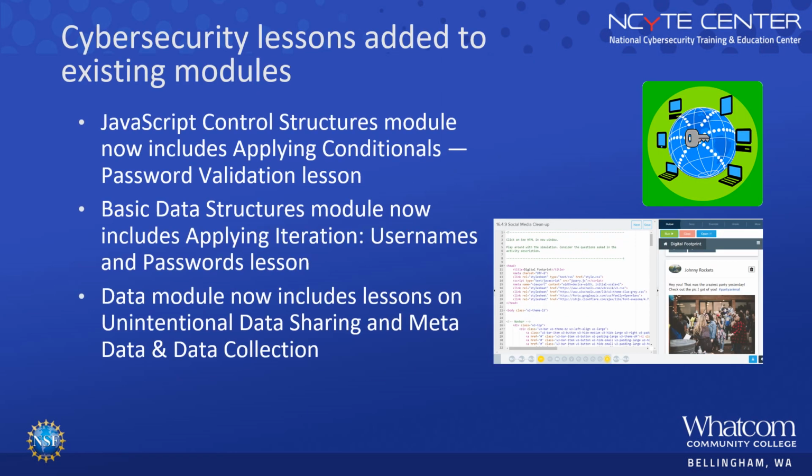Cybersecurity lessons have been added to existing modules in AP CSP and JavaScript, sometimes replacing computer science lessons, while still aligning to the AP CSP course framework requirements. The traditional AP CSP module, JavaScript Control Structures, now includes the lesson Applying Conditionals: Password Validation. The module Basic Data Structures now includes the lesson Applying Iteration: Usernames and Passwords. The Data module now includes lessons on unintentional data sharing and metadata and data collection.